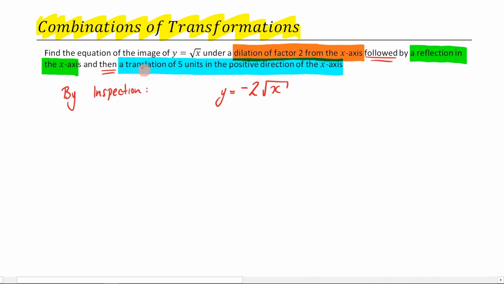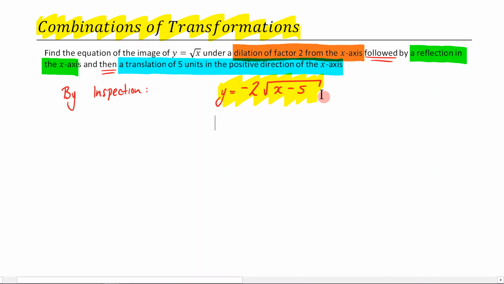Finally, we're told that there is a translation of 5 units in the positive direction of the x-axis, and we know what that's going to look like. I'm going to replace my x with x minus 5, and that means it's going to move 5 in the positive direction. So we have, just like that, found the answer to our question. That's what it's going to be.